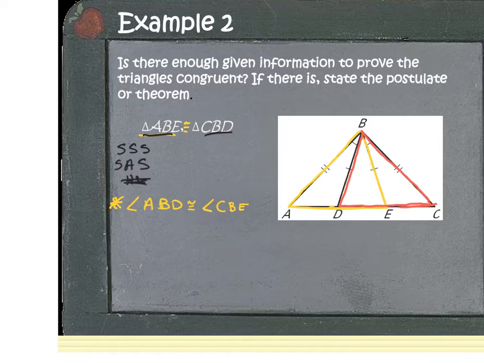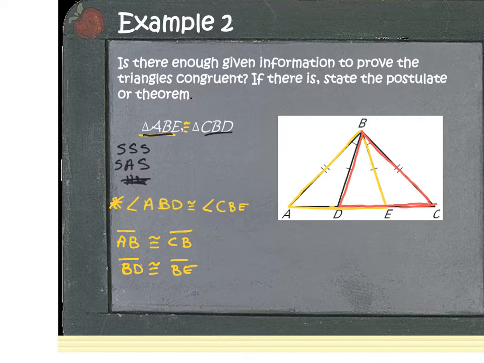Let's talk about some sides because the sides are a little bit easier. The sides are easier to address than the angles. Side AB is congruent to side CB. So one side of the yellow triangle is congruent to one side of the red triangle. Anything else? Yes, ma'am? Could you say BD is congruent to BE? Yes, side BD is congruent to side BE. That's one side of the red triangle and one side of the yellow triangle.